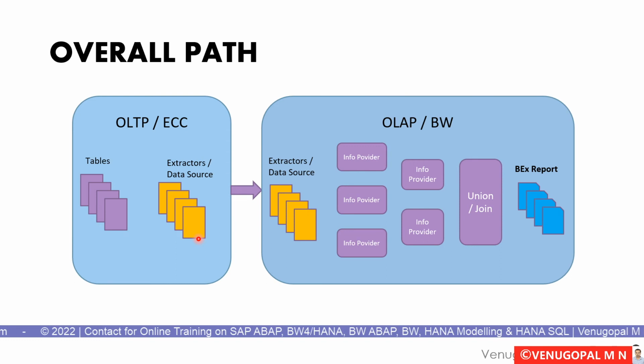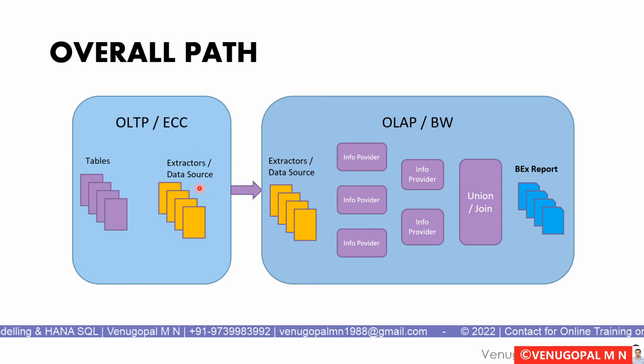It's an object called an extractor which is going to help you bring data from the source system to BW. First you have to create an extractor. In case of ECC you have to create one data source or extractor, both are one and the same. You have to create that, then replicate it to BW. There is a procedure you have to follow, which we will see in our actual session.